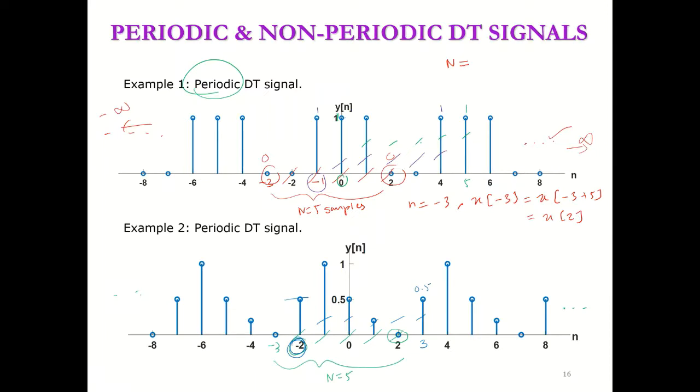So we say that the signal is periodic. Same if we examine at -1. At 4 the value is the same, and so on and so forth. So this determines that the plot in example 2 is a periodic DT signal.